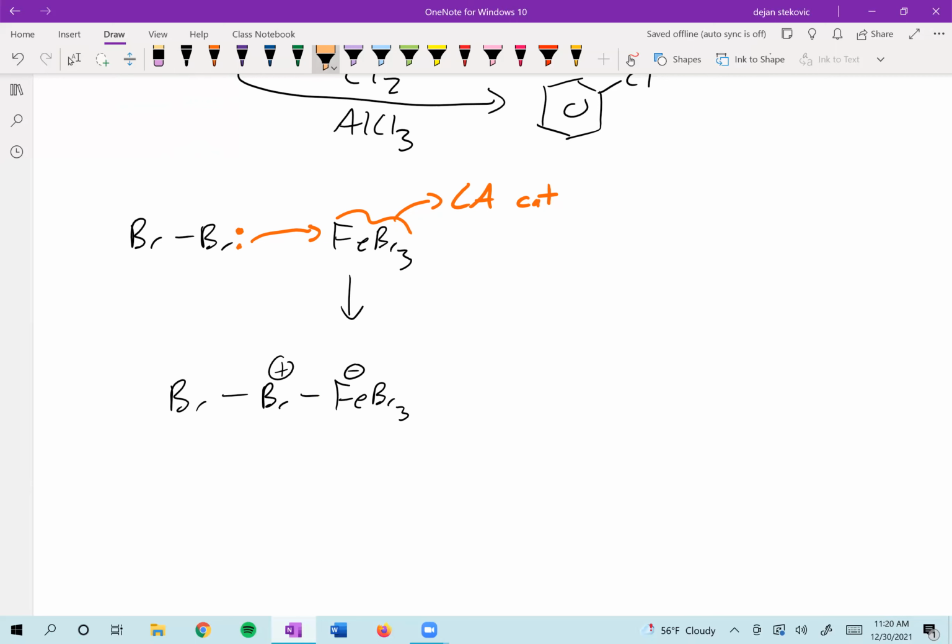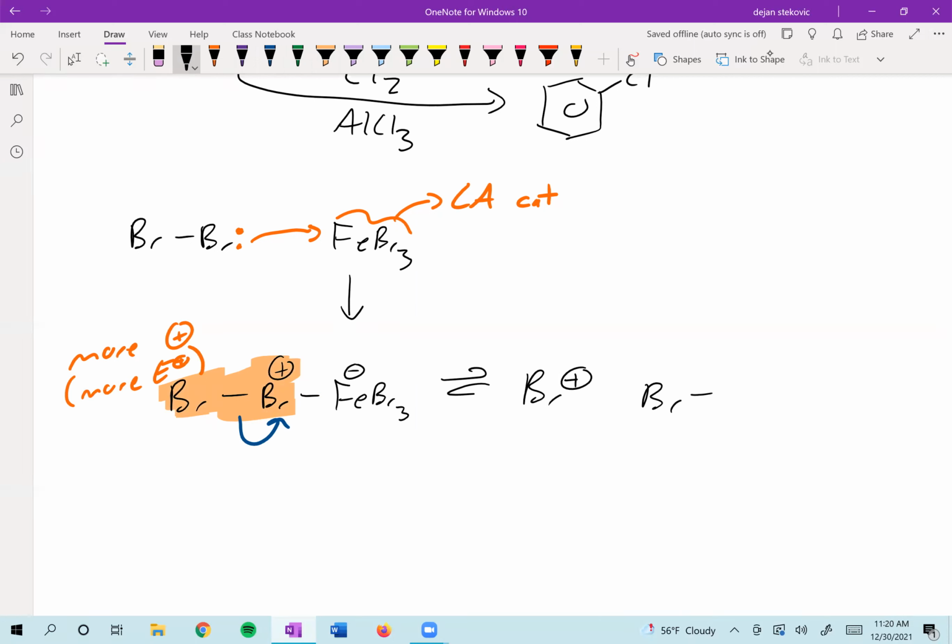And so what we've done here by giving up some of the Br2's electrons is we've made it more positive, more electrophilic, right? We can see the full positive charge on that bromine. You can think of this as being in equilibrium with a Br plus. So you can see that we have a stronger, more electrophilic bromine. However, the mechanism is usually drawn from the complex.